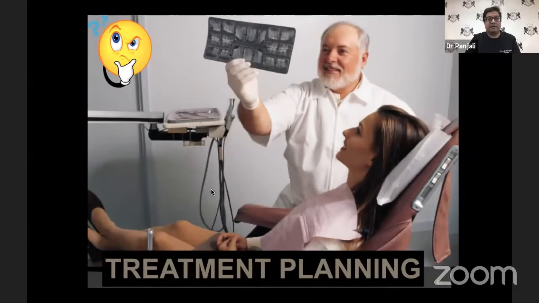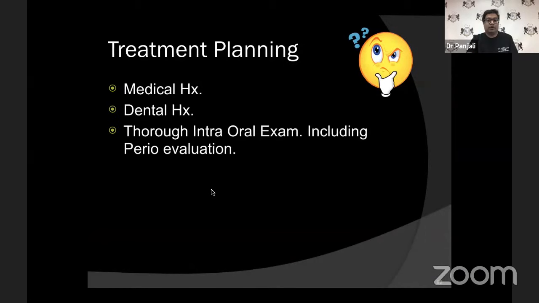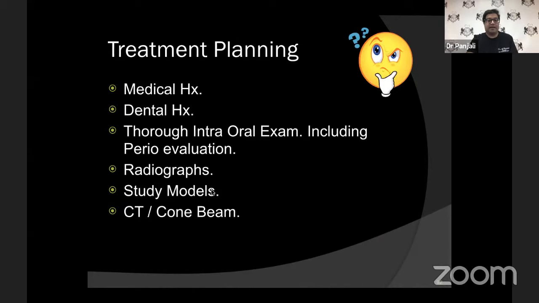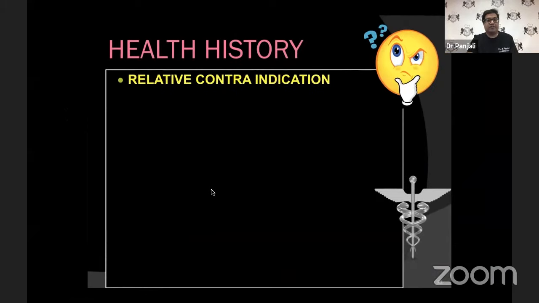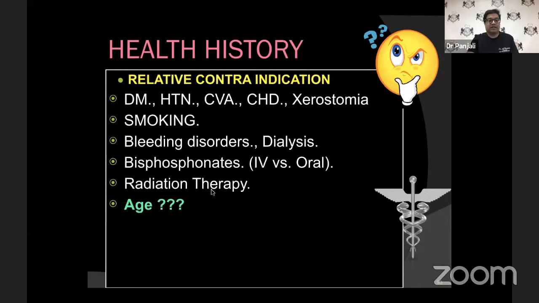Now let's start with treatment planning. As a part of the treatment planning process, you're going to take the medical history, the dental history, and do a thorough intraoral exam, radiographs, study models, cone beams, and jaw relation. And of course, there are some relative contraindications like smoking and bleeding disorders.